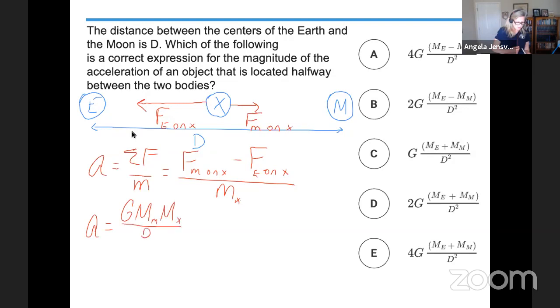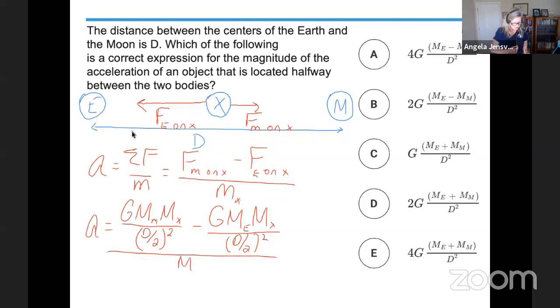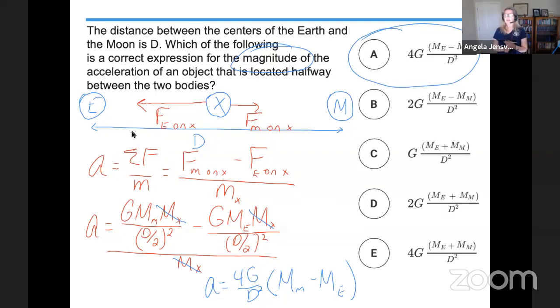Then the force of the Moon is G mass of the Moon times mass of x over how far apart their centers are, d over 2, minus G mass of the Earth times mass of x over also d over 2, squared. Then you divide everything by the mass of object x. Luckily, that cancels. If you square the denominator, and whenever you divide by a fraction you flip it, it would be 4G over d squared times the mass of the Moon minus the mass of the Earth. Our answer is just the negative of answer A, and it's looking for magnitude. So if we take the absolute value of our answer, we get A. I hope you guys got A.